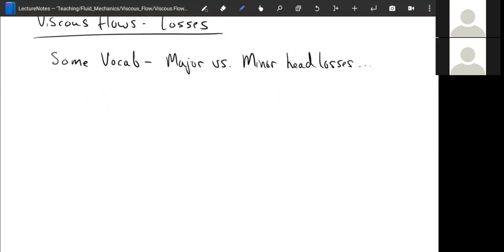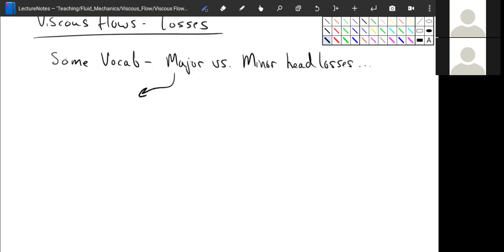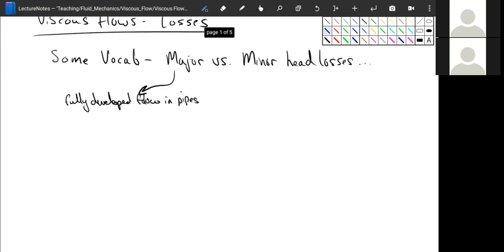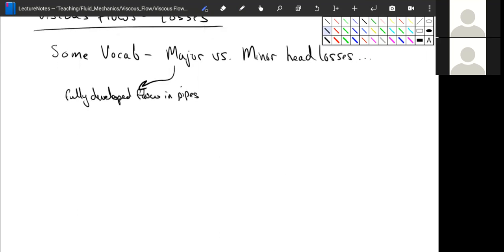Major losses, major head losses, are fully developed flow in pipes. And that's it. Minor head losses are everything else.